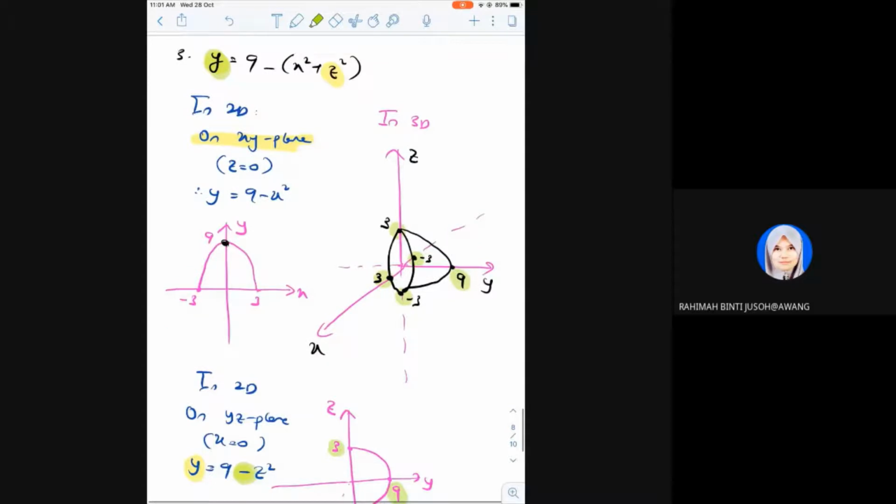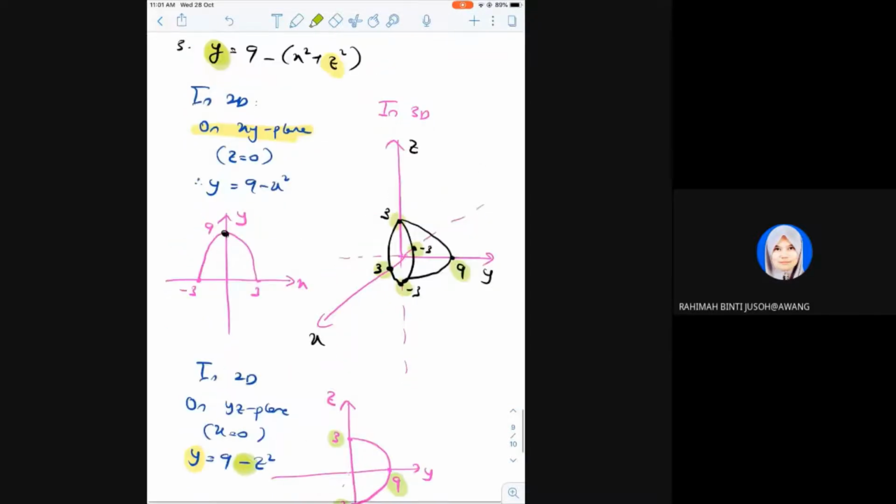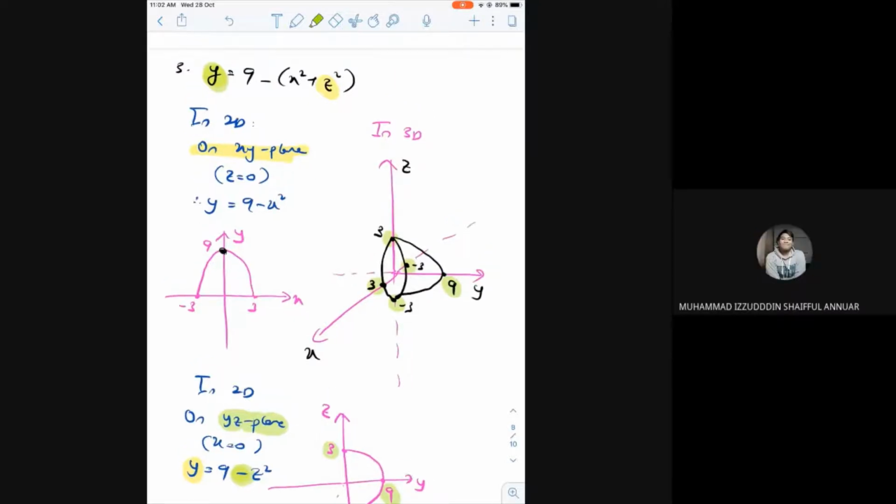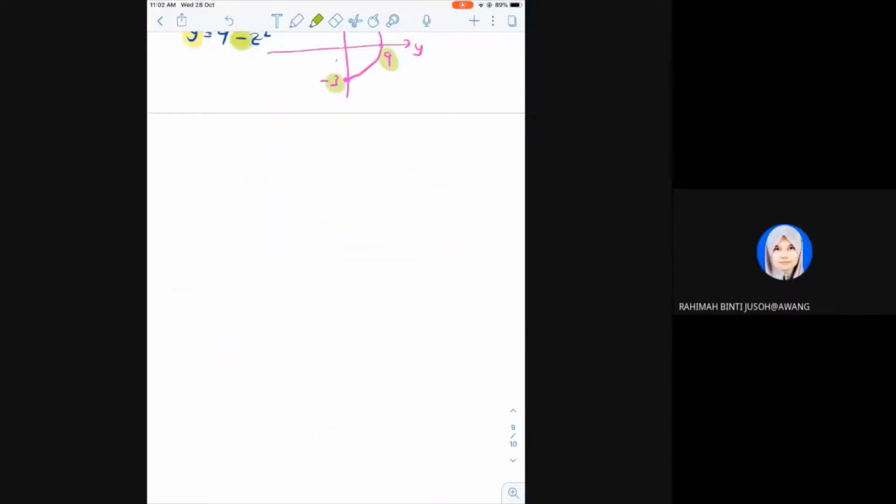Yang ni kita YZ. Dia mesti ada Y lah maksudnya. Bila lukis 2D tu dia mesti ada Y. Dia mesti ada subjek kita yang kat depan tu. Understand? Understand guys? Understand. Aku nak drop sakit lah.